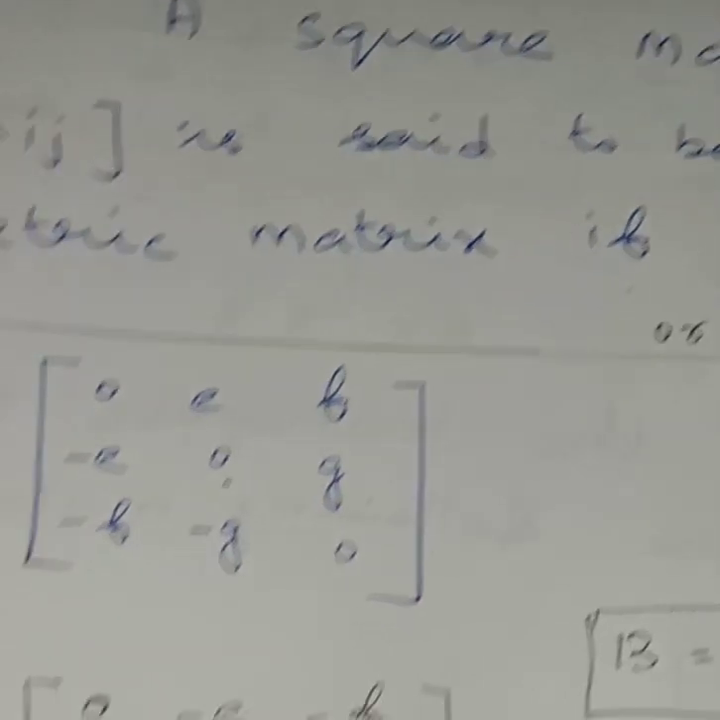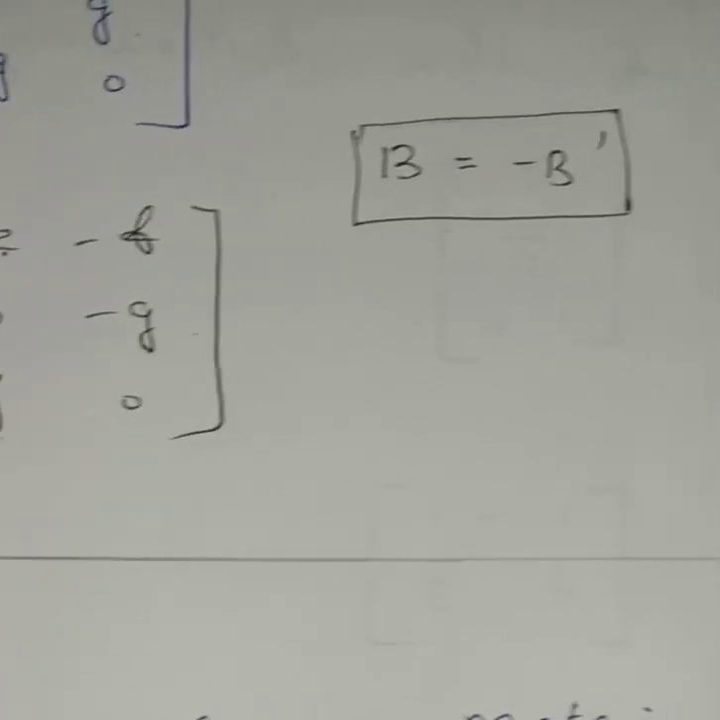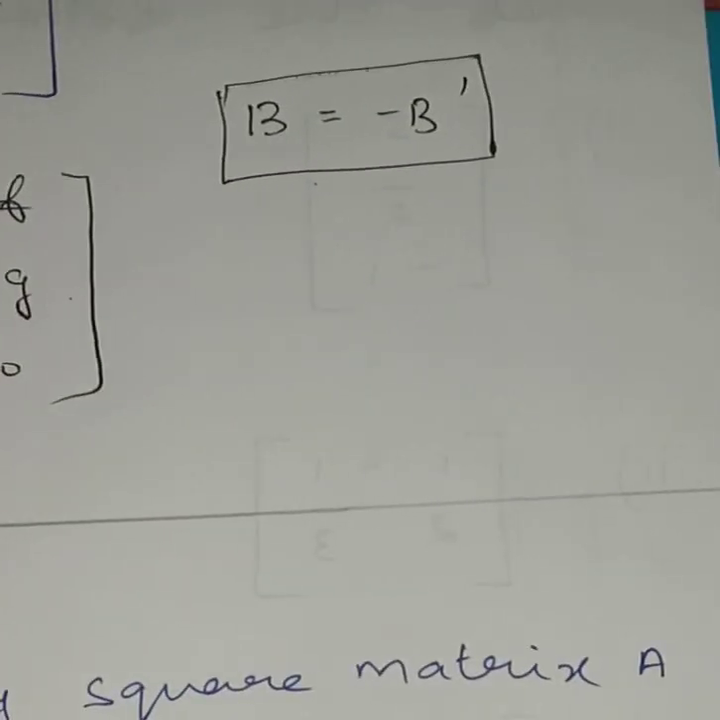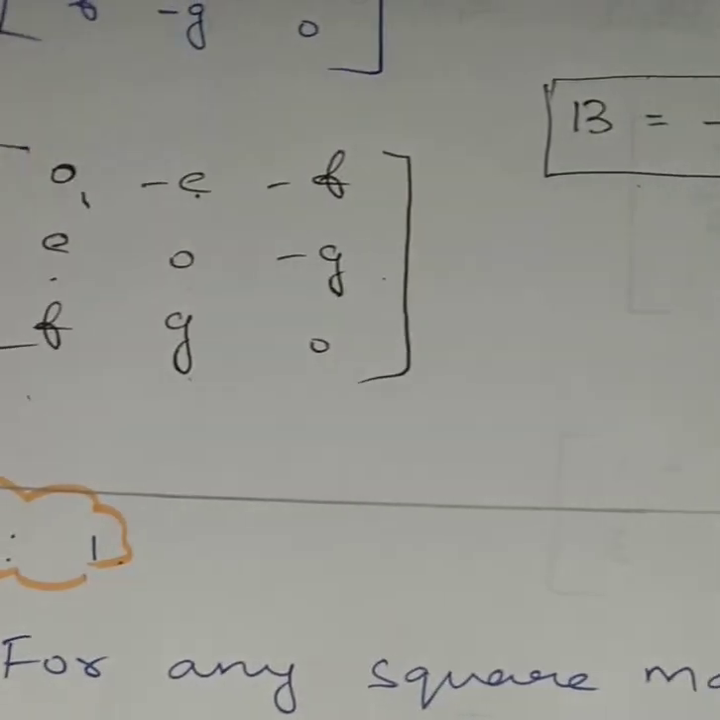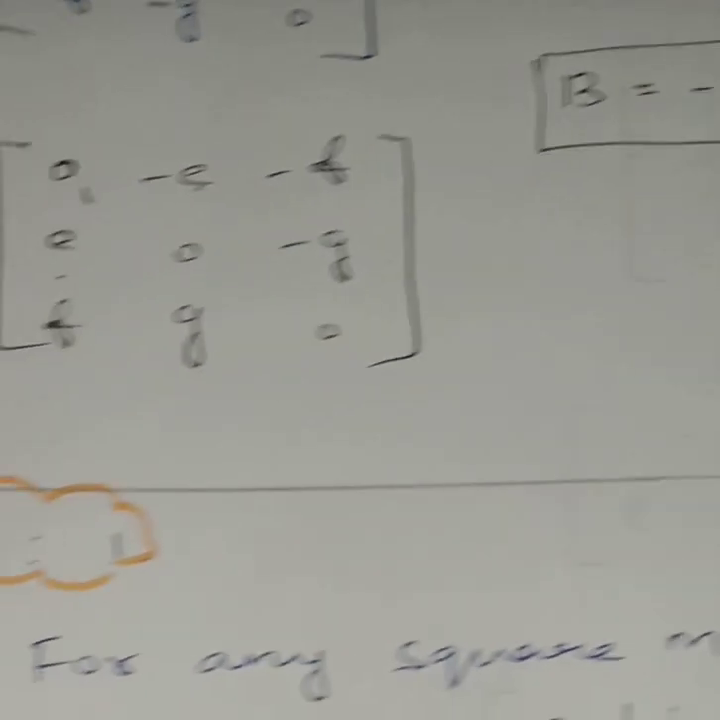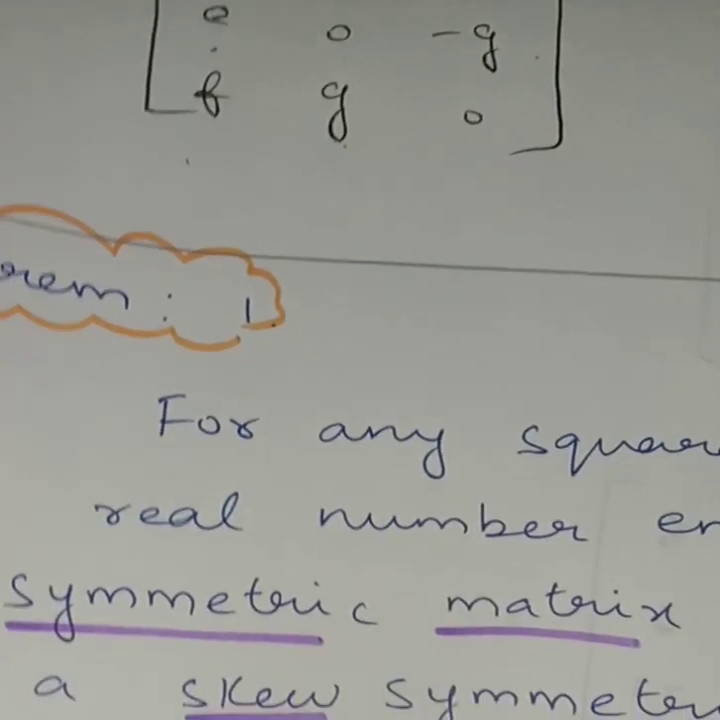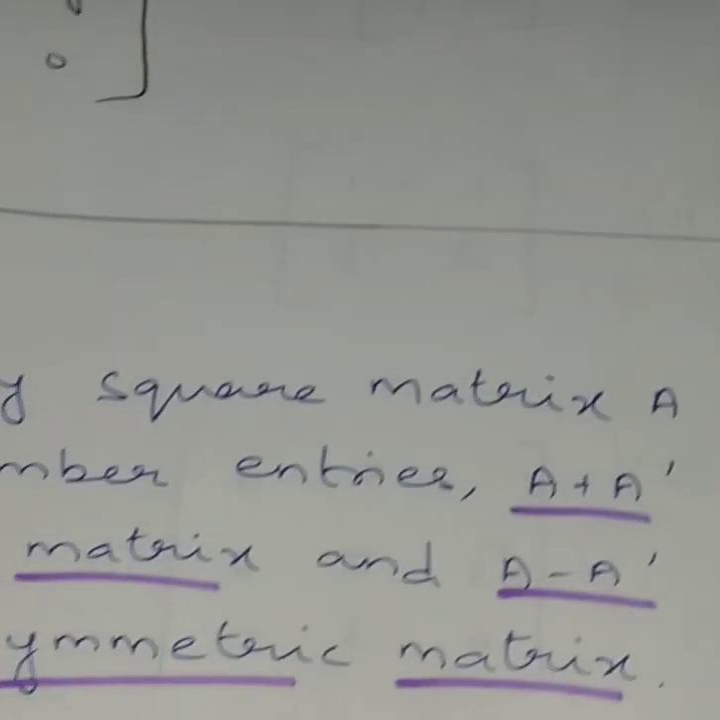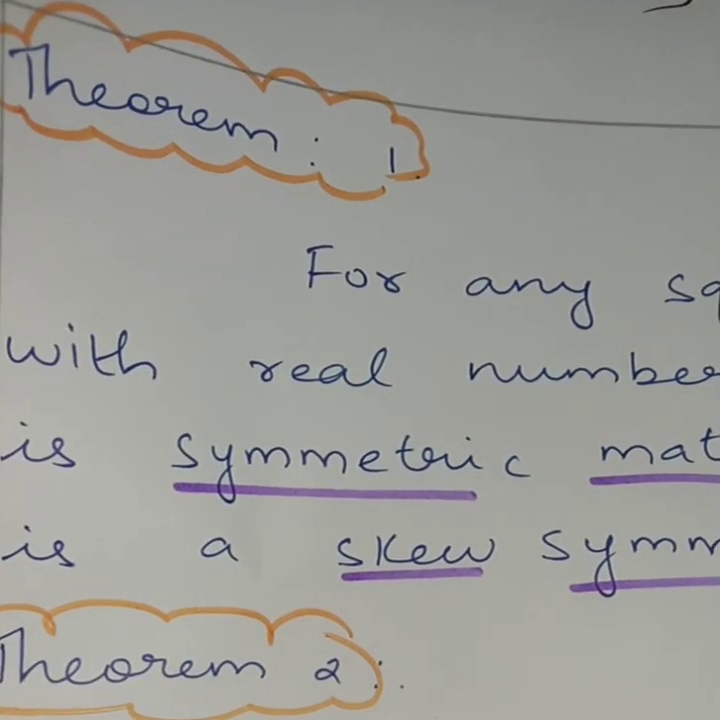Okay. So now you have two theorems here. The first one is, for any square matrix A with real number entries, A plus A dash is a symmetric matrix and A minus A dash is a skew symmetric matrix. Theorem 2 is, any square matrix can be expressed as the sum of a symmetric and a skew symmetric matrix.